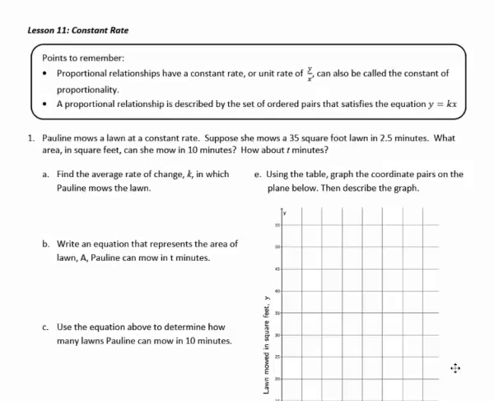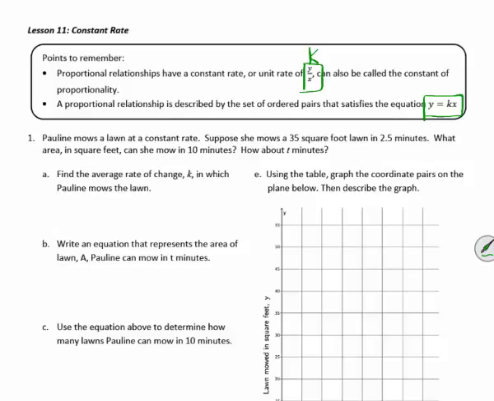All right, ladies and gentlemen, so today we're going to take a closer look at this idea of constant rate. Proportional relationships have a constant rate or a unit rate of y over x. We talked about that yesterday. That's also called k, the constant of proportionality, and a proportional relationship is described using the equation y equals kx.